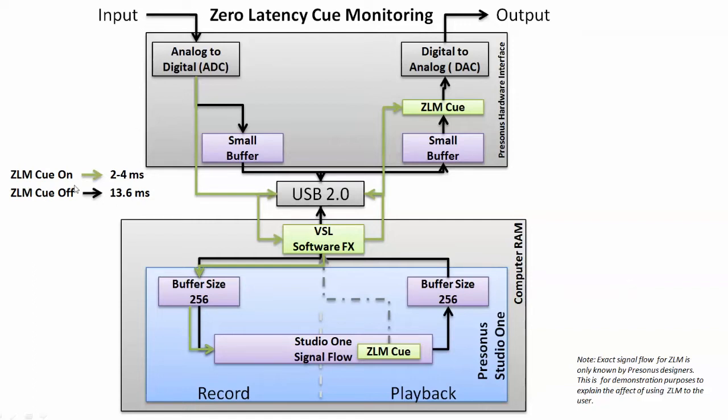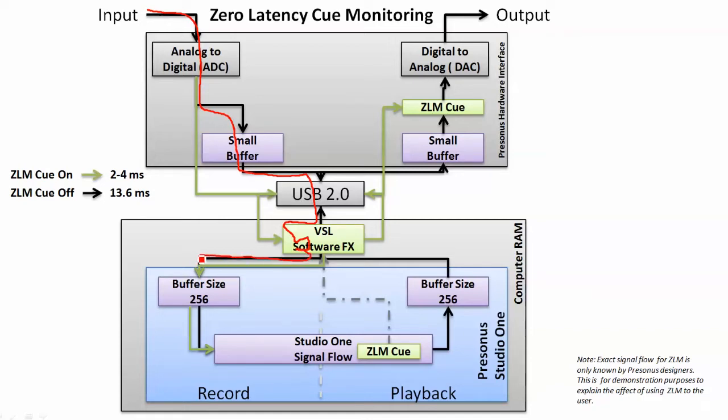Now let's go ahead and take a look at the zero latency cue off, just a normal flow. So the signal would start as an input coming in through your analog to digital converters, go through a very small buffer, approximately 1 millisecond, into your USB 2.0 device through the cable, into the RAM on your computer, which is where the VSL software is running. If you have it on; if it's not here, then it would just bypass this. This only takes a couple milliseconds to process the VSL software effects. So this is where you would apply your reverbs and echoes, etc., and do your compressions.